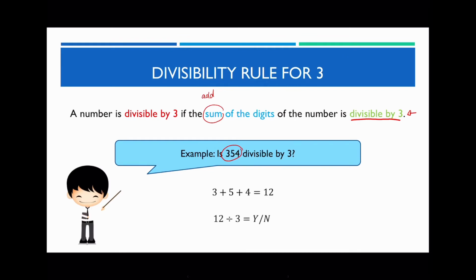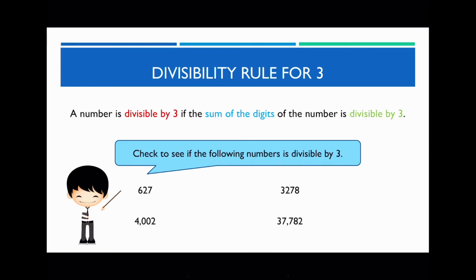This statement over here, up above, says that you need to see whether that answer can be divided by 3. Can 12 be divided by 3 into a nice whole number? Well, in this case, it can, because if you went 12 divided by 3, that will give you 4 as an answer. So therefore, yes, it is divisible. So therefore, 354 is divisible by 3 in this case. We're going to look at some more examples, just so you have a better understanding.